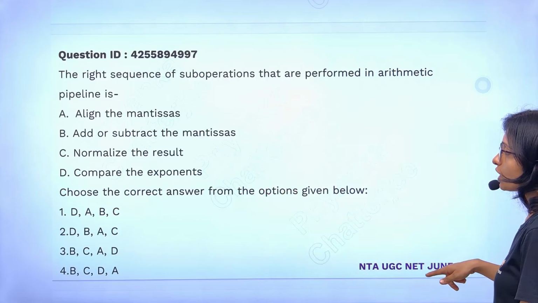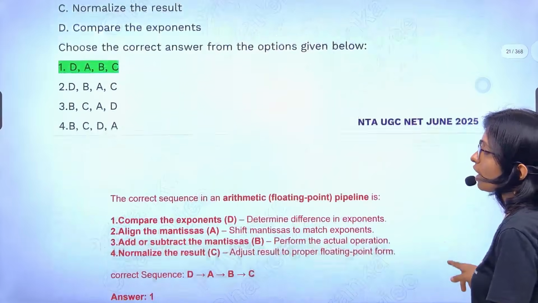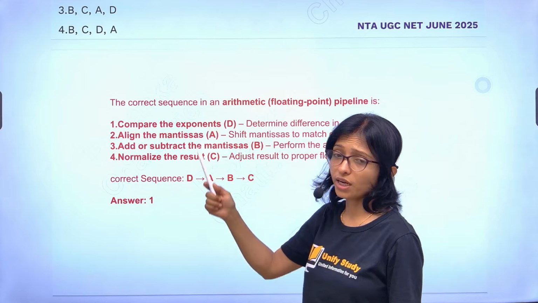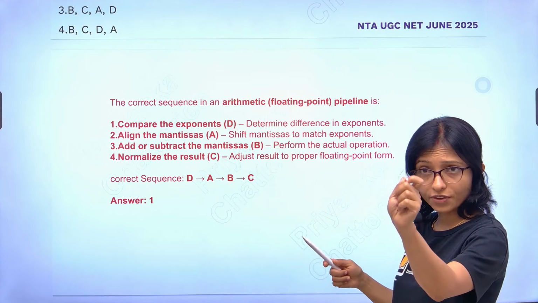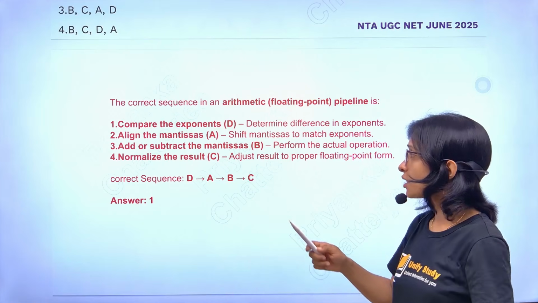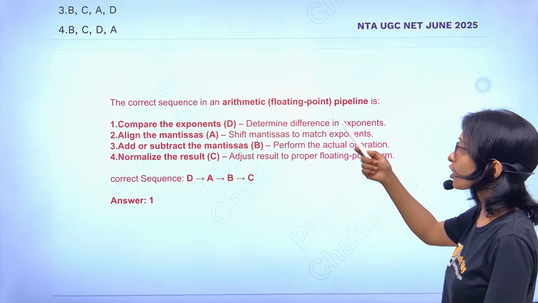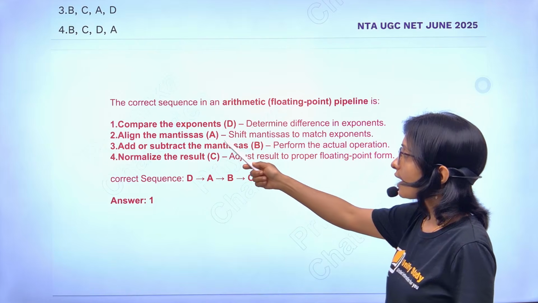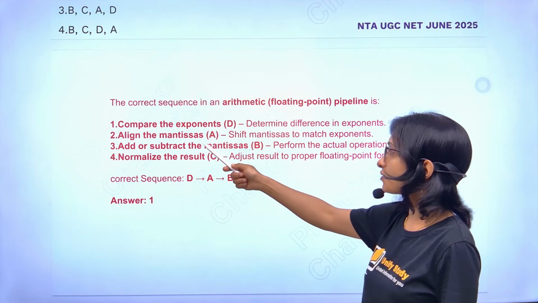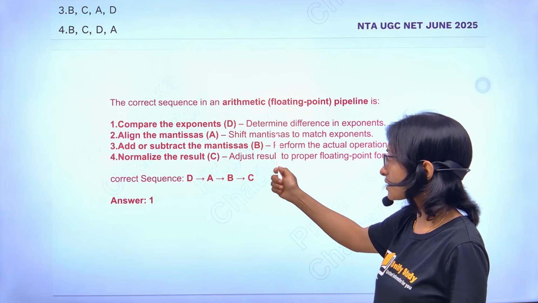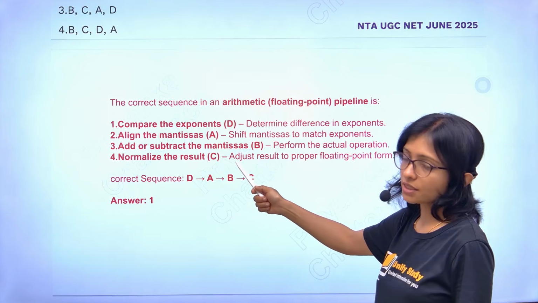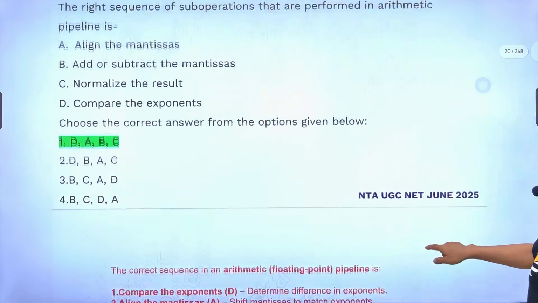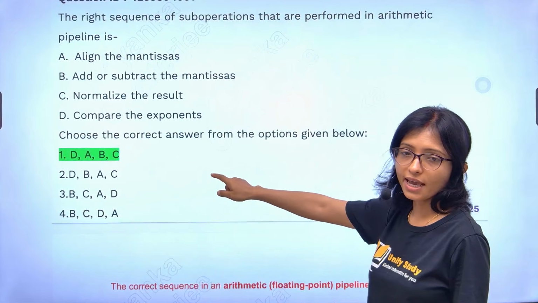So in the IEEE floating point format, how it works actually is, first compare the exponent, because the exponent value is what we are calculating as fixed point. So first we compare the exponent, the difference between the exponents, and then align the mantissa. Then after that add or subtract the mantissa, then normalize the result. So your answer will be DABC, that is option 1, DABC.